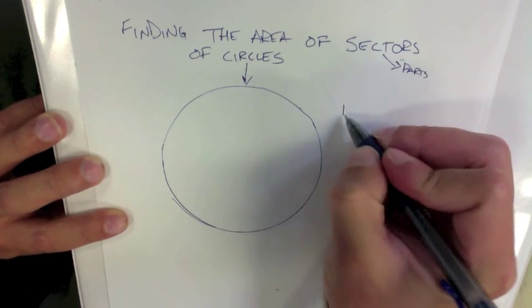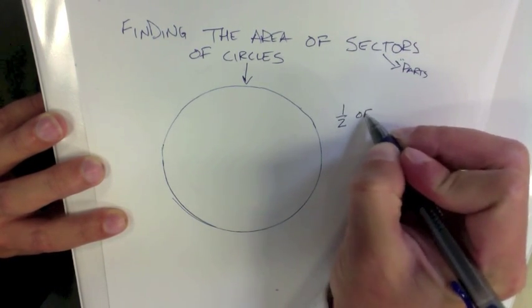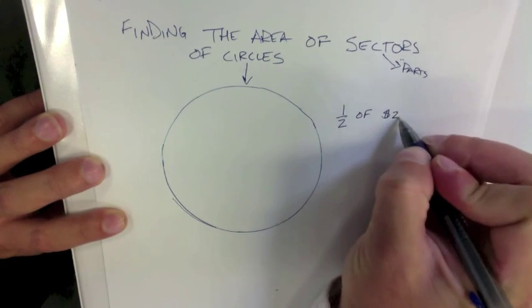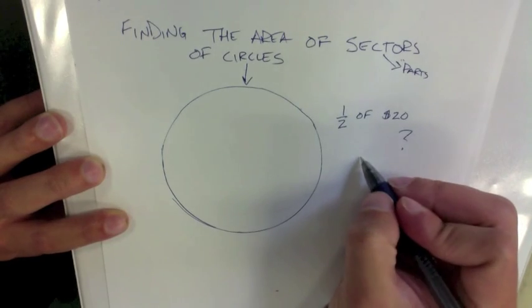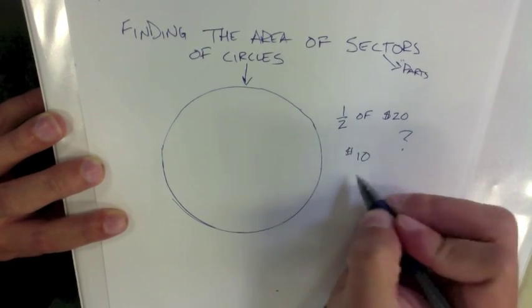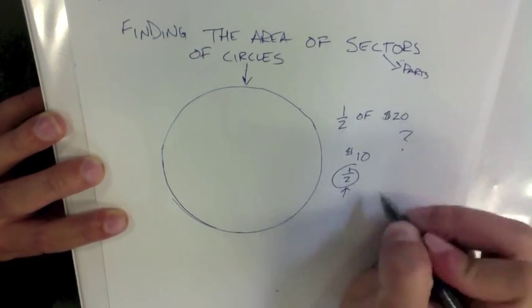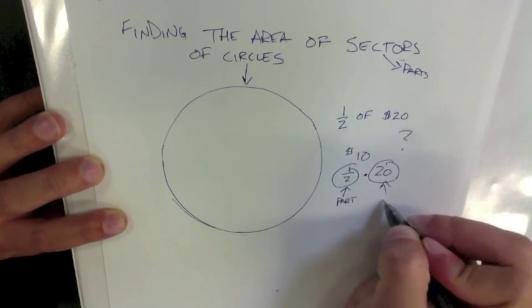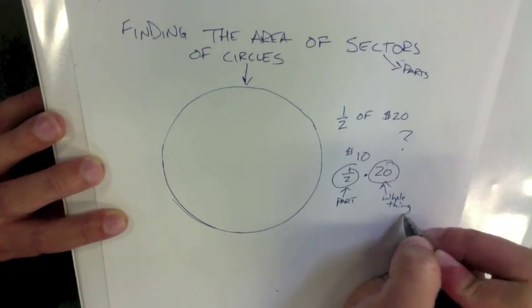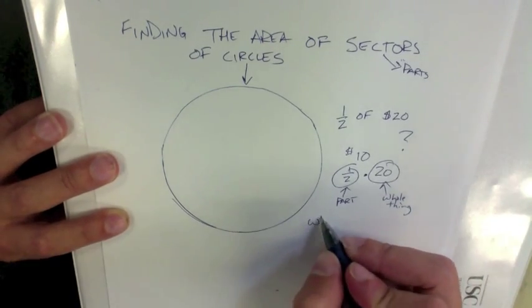circle, as you know. So a good way to think of this is if we talk about 1/2 of 20 bucks. If I'm going to give you half of 20 bucks, how much do you get? It's easy for you to do. It's $10. But what you actually did there is that you took the part, which was 1/2 of the whole thing, which was $20, and you multiplied them.